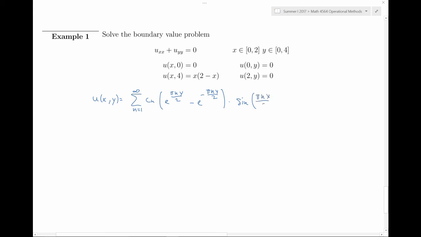of pi n x over 2, where each c sub n is computed as 2 over L, so it's going to be 2 over 2, since the length for x is 2, times 1 over e to the pi n b over a, where b is 4 and a is 2, minus e to the minus pi n 4 over 2, times an integral from 0 to 2 of the function g2 of x, which is x times 2 minus x, times sine of pi n x over 2 dx. Adding up all those functions will give us the solution.